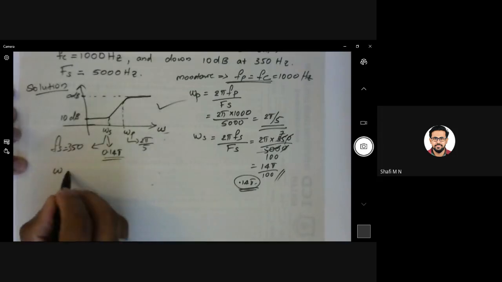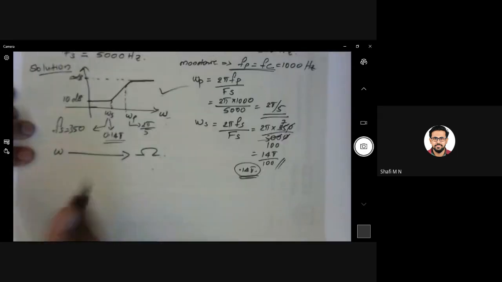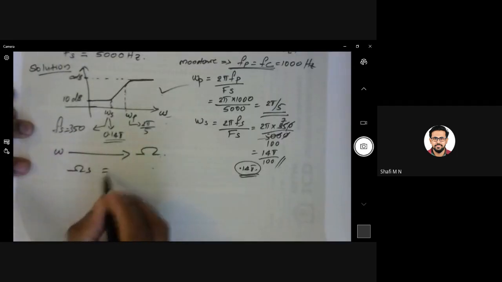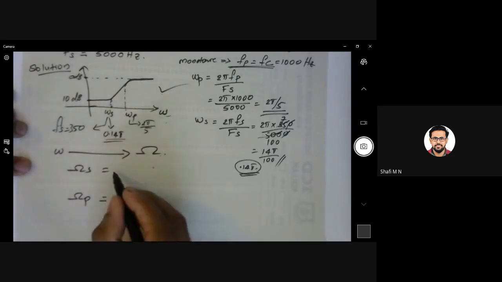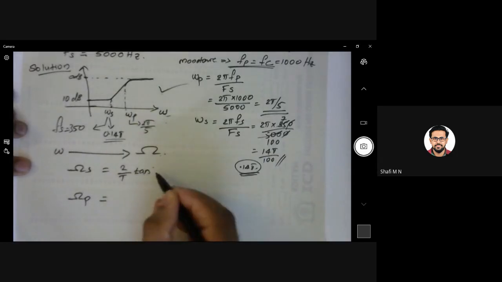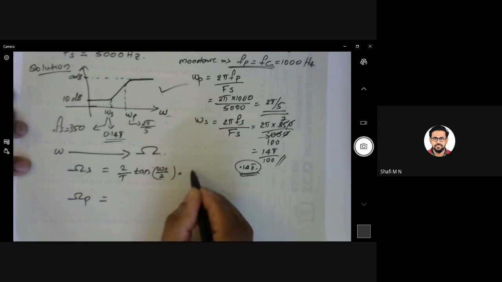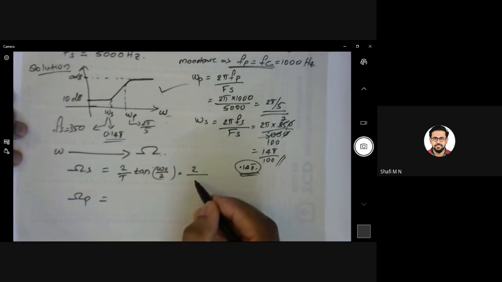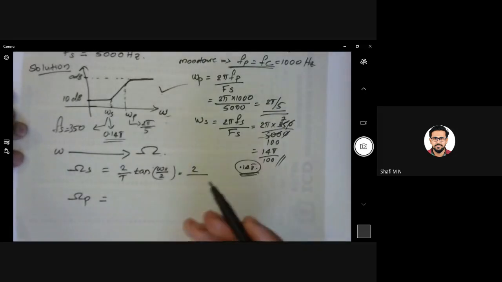Whenever digital frequency is given to you, convert it to analog. Okay, so let me find omega s and omega p values. Let me find these two things. So find omega s. How can you do that? 2 by T tan omega by 2, isn't it? 2 by T tan omega by 2. So omega s by 2. So 2 by T. You can substitute T as 1 or 1 divided by 5000. You can proceed with any value.